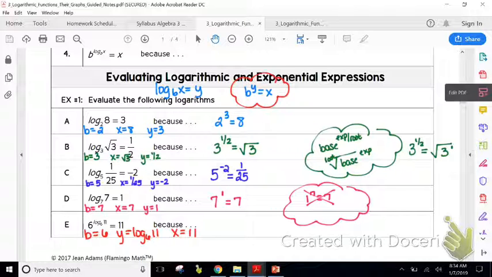11? All right, so now when I write this out, I'm going to have to write the word log because that's what comes first, because I'm going to the original version, I guess we'd say, for logs. All right. Log base b. What was b? 6. Of x, which is 11, equals y, which is log base 6 of 11. And is that true? Yes.